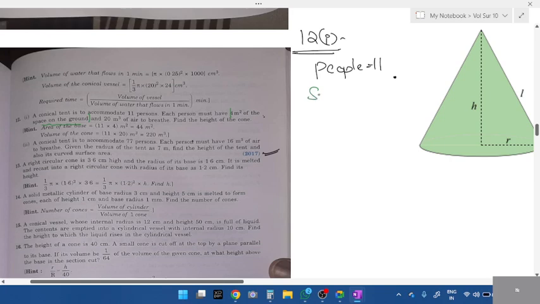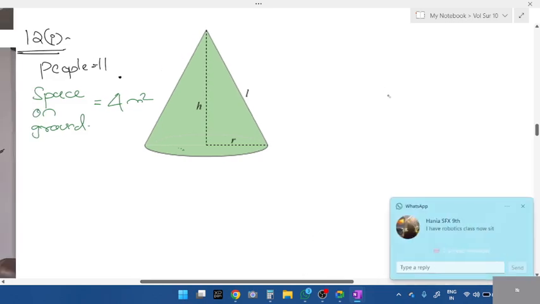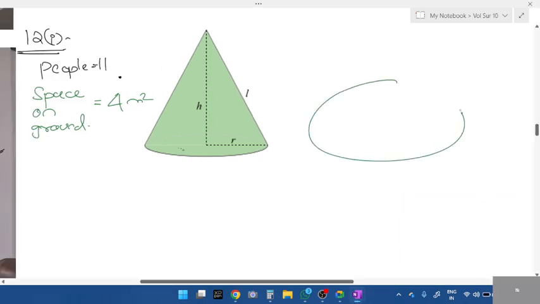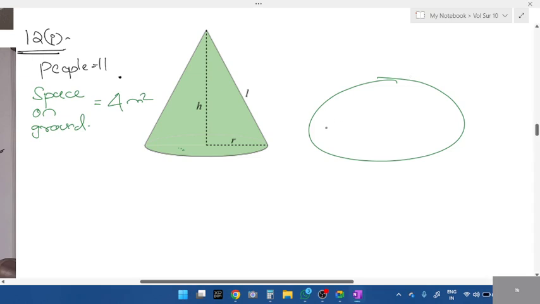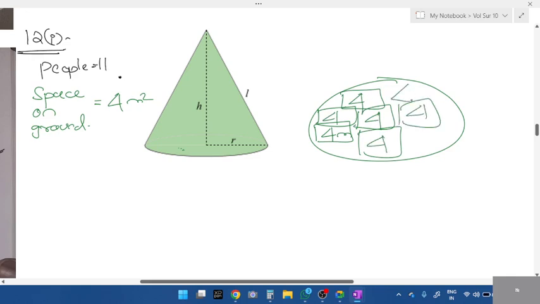What do you mean by that, students? Each must have space on the ground. Ground is nothing but, if you compare it with a cone, a circle. Ground is the circle here. Space on ground is equal to 4 meters square. This is the circle. There are 11 people and each person takes how many meters, students? Each person takes around 4 meters. So if I write 4, 4, how many times? How many people are there? Total 11, right? If I take 4, it should totally get covered, students.